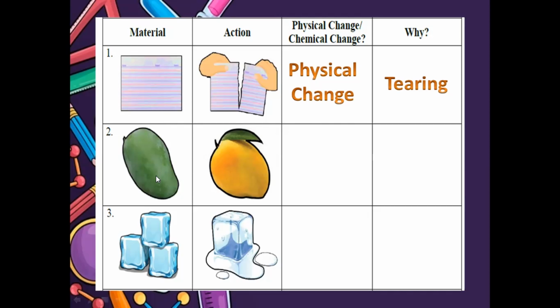Okay, next number, we have mango. Green mango, the material is green mango, and action, naging yellow mango na siya. So, is it chemical or physical change? The answer is chemical change. Why? What action is taken? It is ripening. Okay. So, bakit nangyari po yun? Let's observe the green mango. The first mango is color green. The next mango is color red.